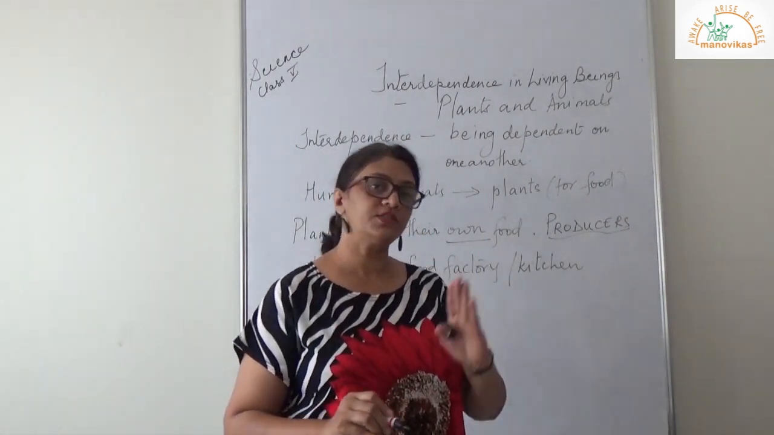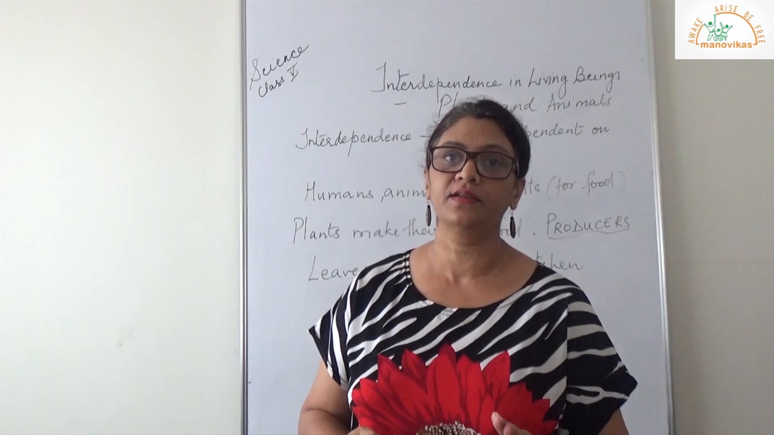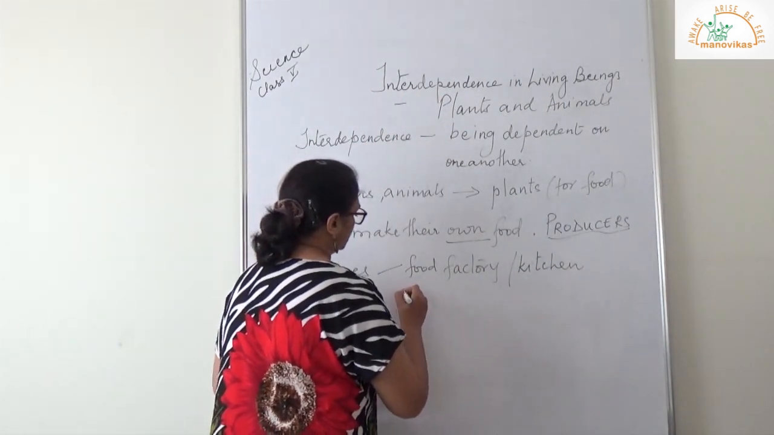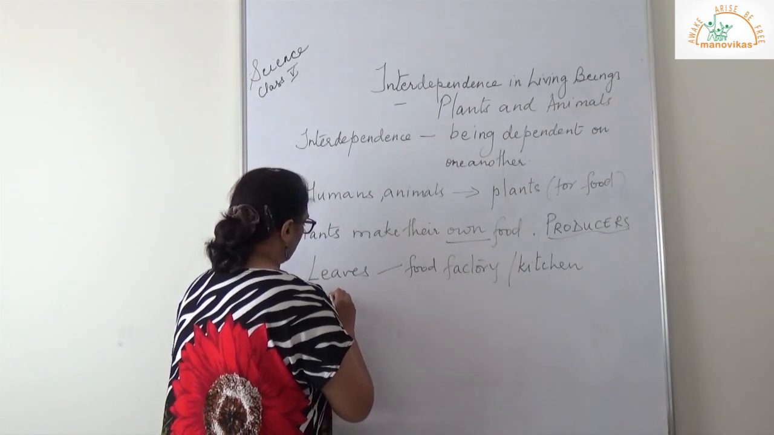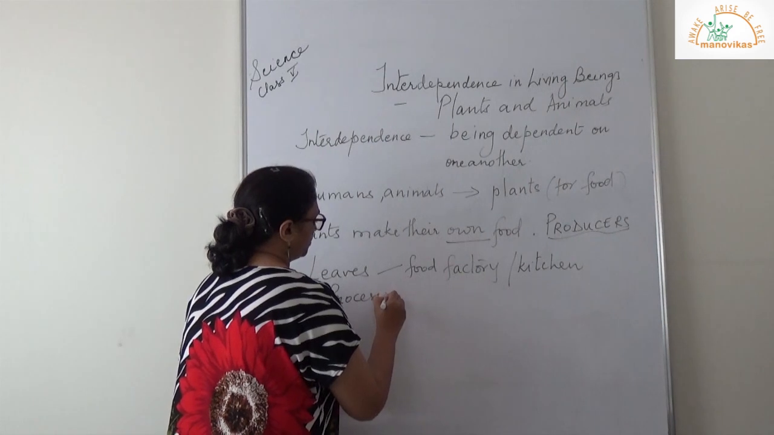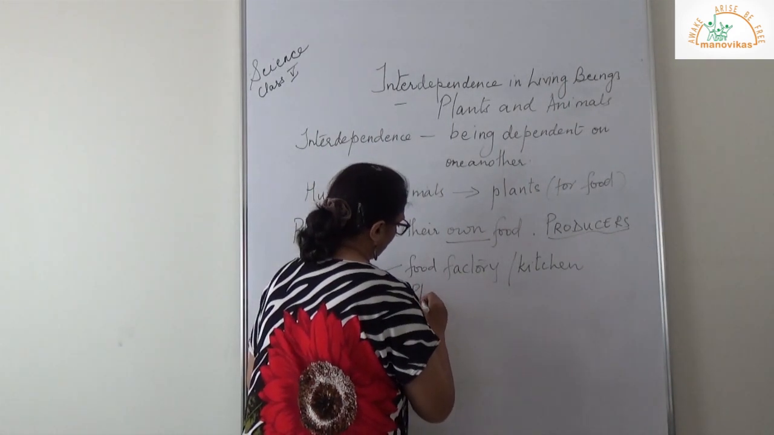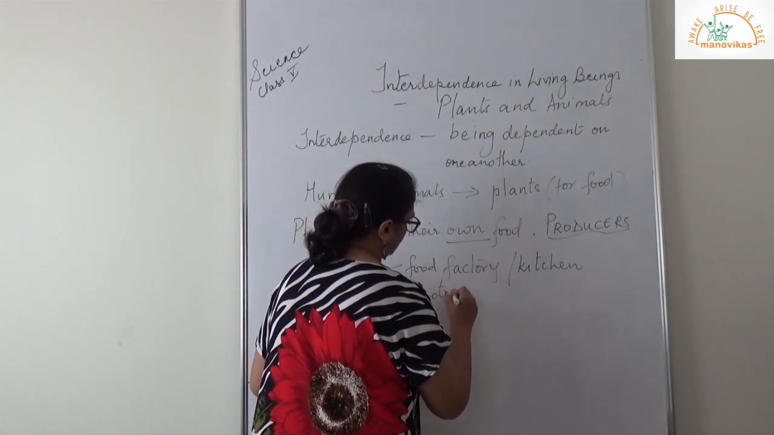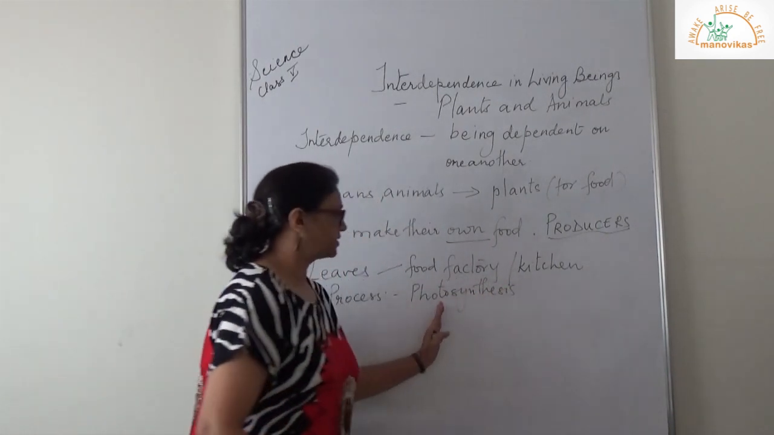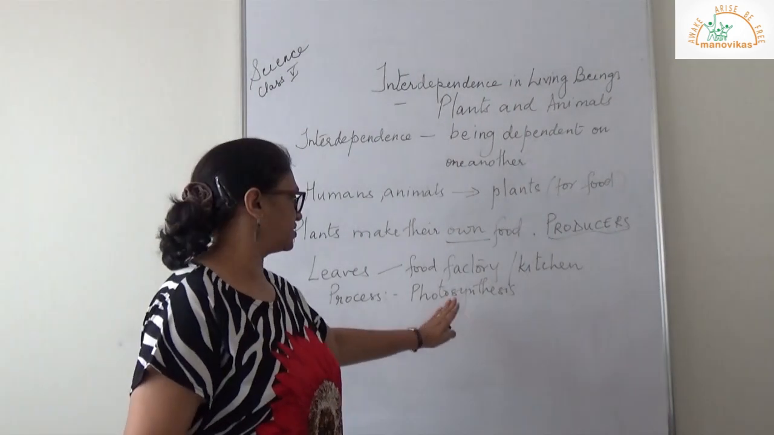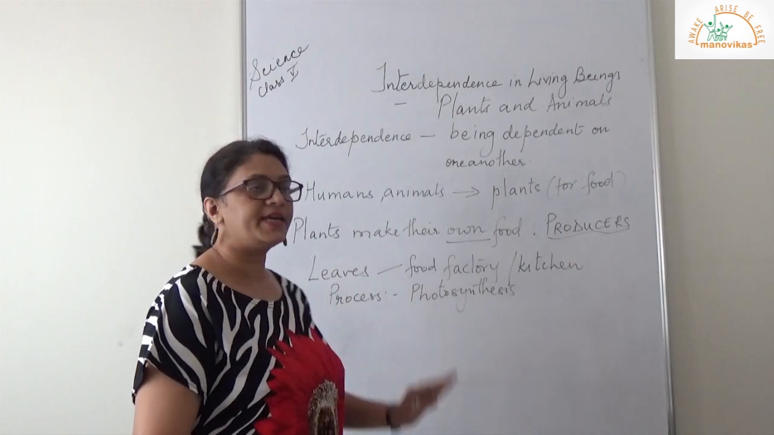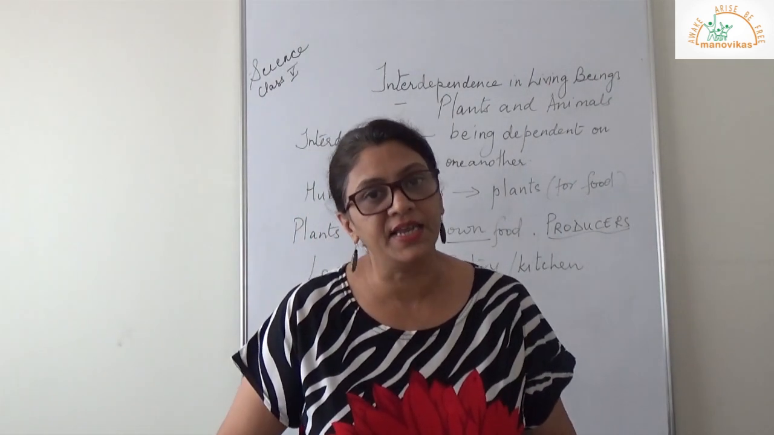And what is the process of preparing food in the leaves called? It is called photosynthesis. What is it called? The process is called photosynthesis. Where does photosynthesis take place? Photosynthesis takes place in the leaves.